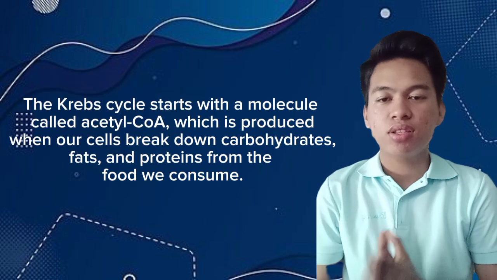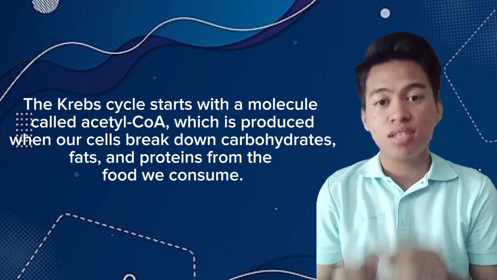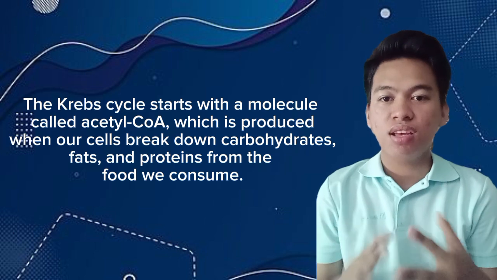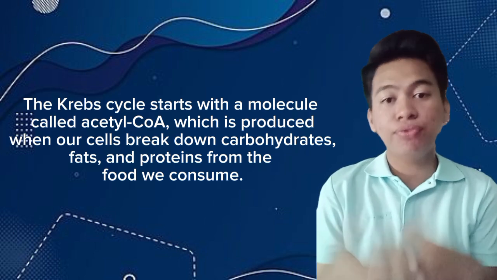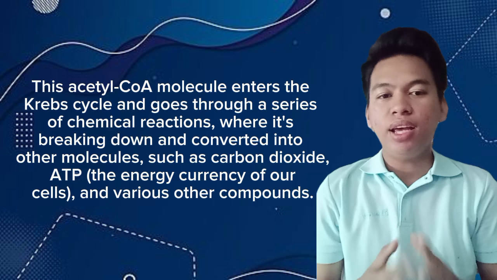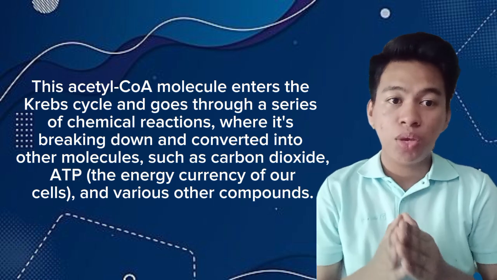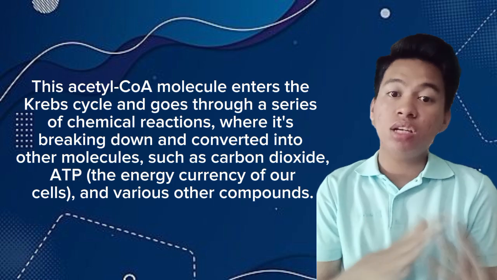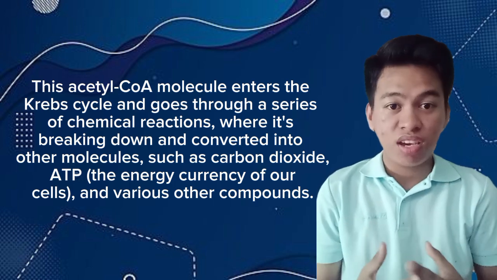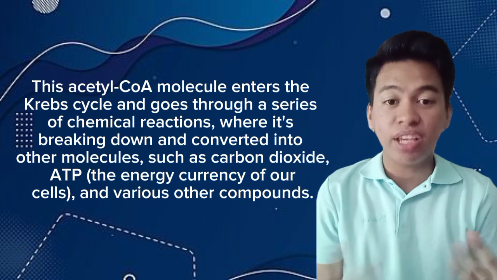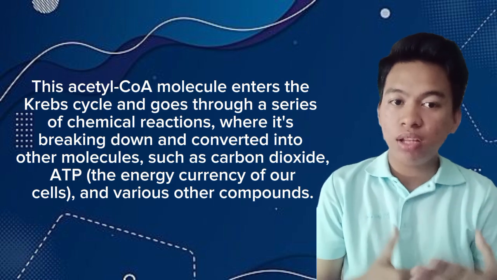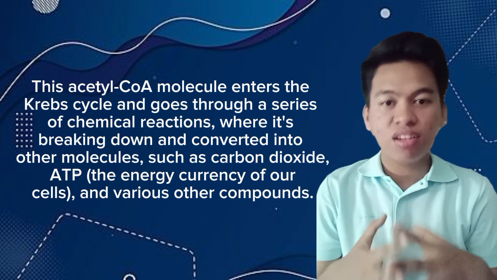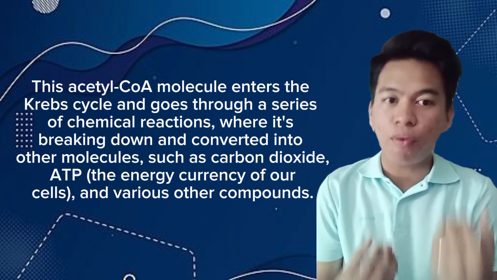The Krebs cycle starts with a molecule called acetyl CoA, which is produced when our cells break down carbohydrates, fats, and proteins from the food that we consume. This acetyl CoA molecule enters the Krebs cycle and goes through a series of chemical reactions where it is broken down and converted into other molecules, such as carbon dioxide, ATP, and various other compounds.